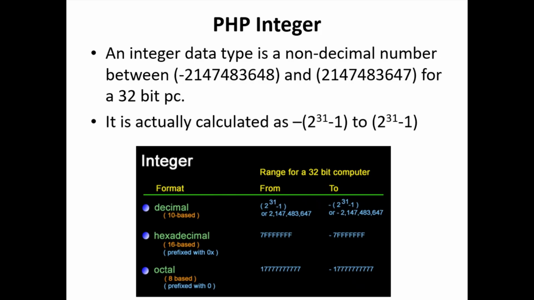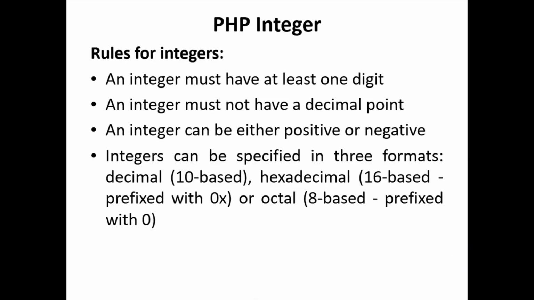If you want this range in hexadecimal format, that is 16 based, then this becomes -7FFFFFFF to 7FFFFFFF. And the same in octal is represented by -17777777777 to 17777777777. So octal is 8 based.